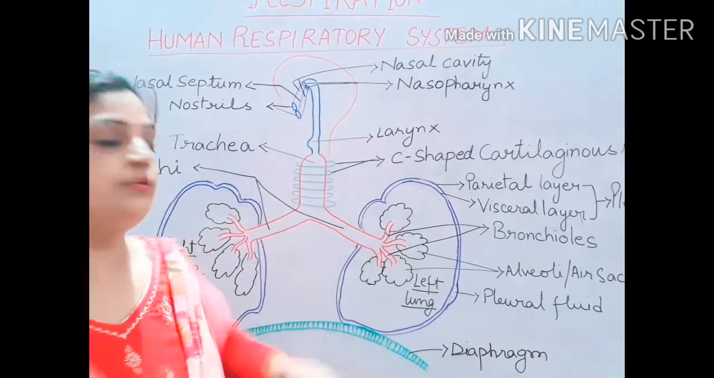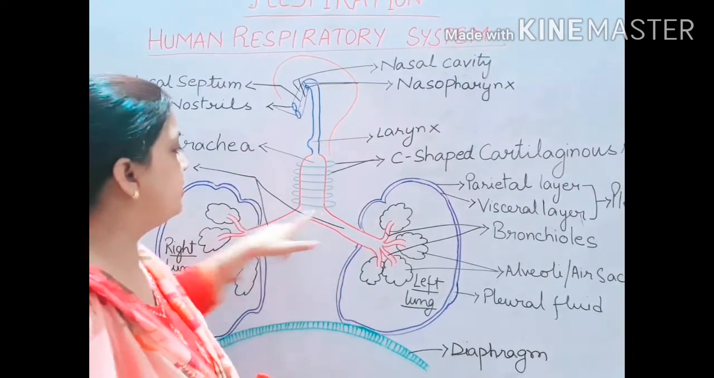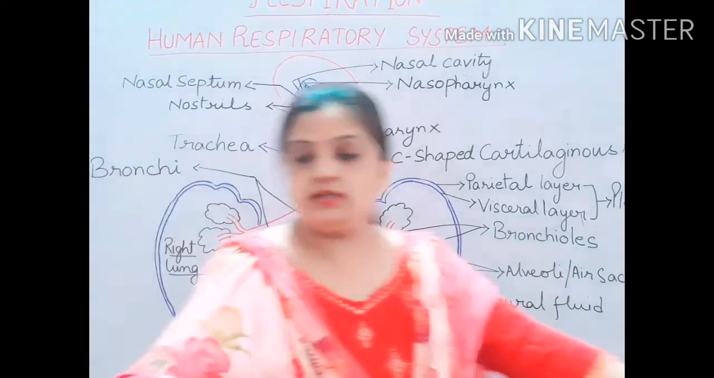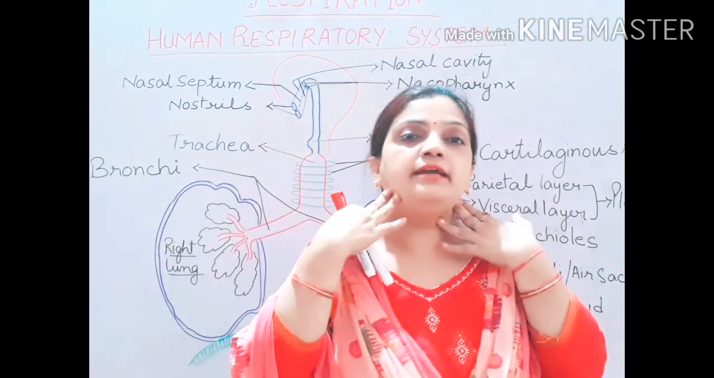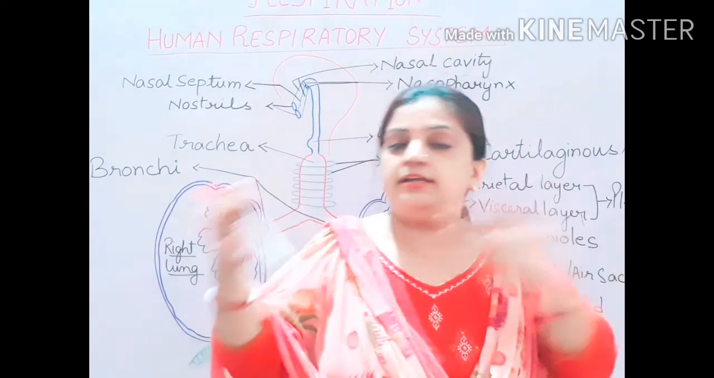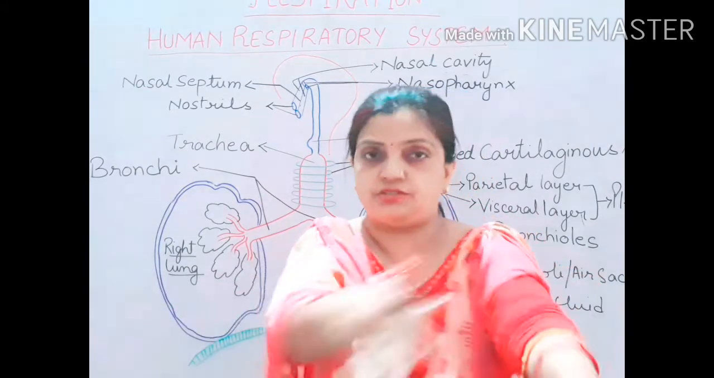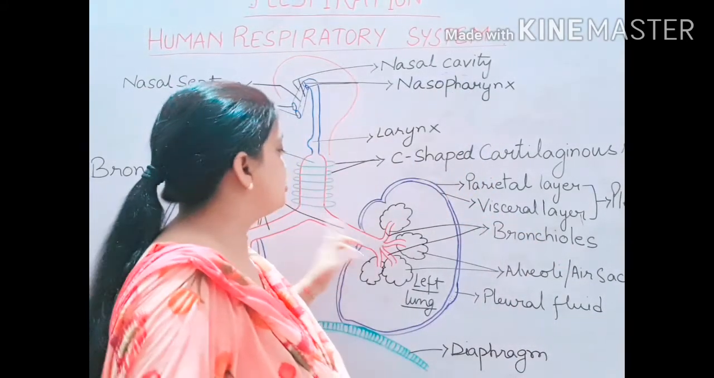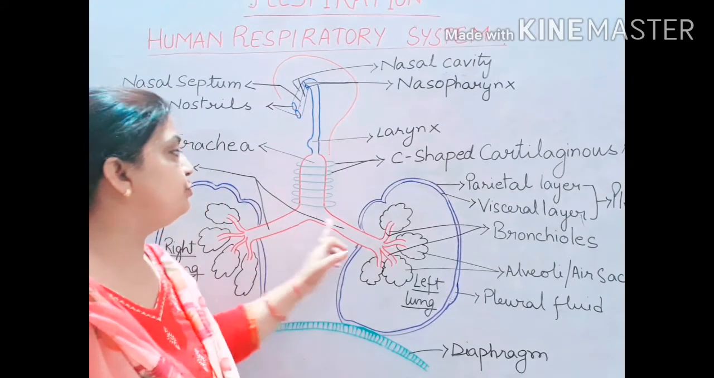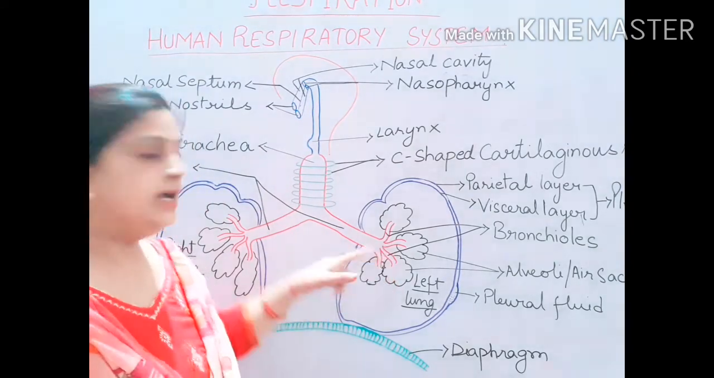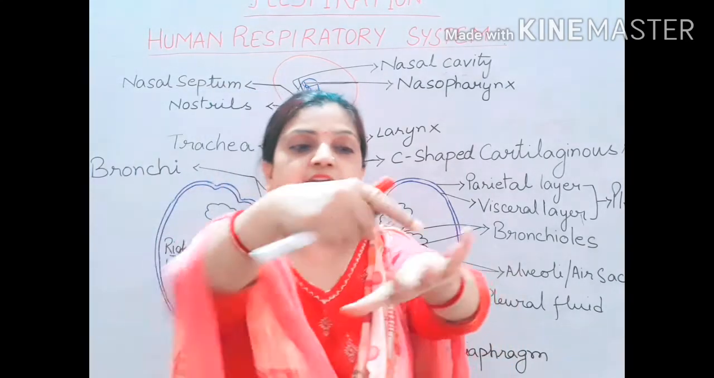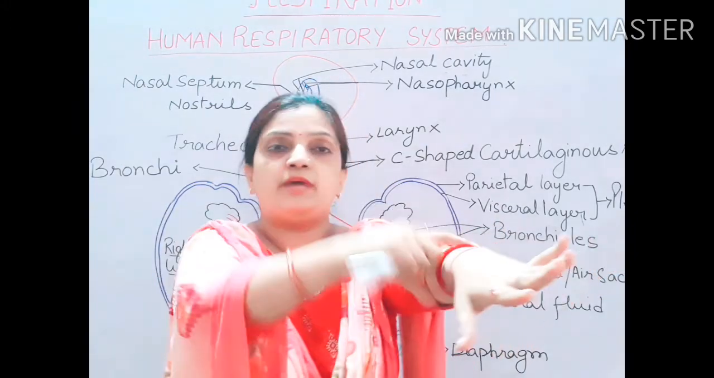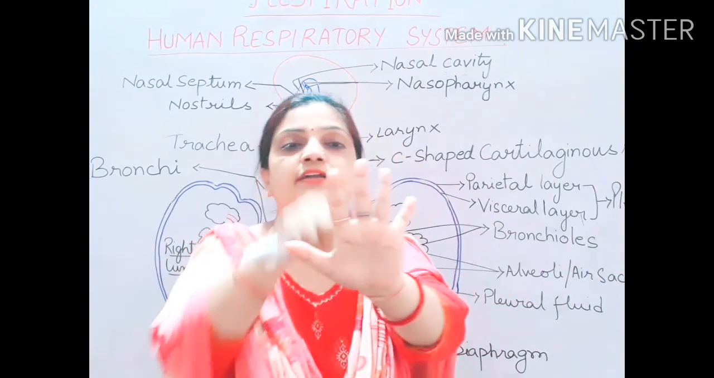Now children, you can see this is dividing into two branches. Similarly, suppose this is my trachea, and the trachea is dividing into two arms, two branches. So the same structure: the trachea is dividing into two bronchi, and these bronchi are dividing into 5 fingers. This is my hand, and the hand is dividing into 5 fingers.